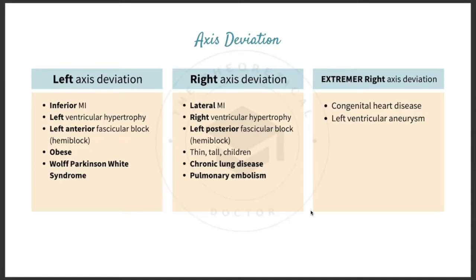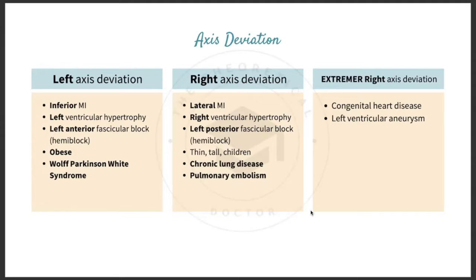So what are the causes? Here are a few causes. So for left axis deviation, it's usually due to an inferior MI, an inferior myocardial infarction, left ventricular hypertrophy, left anterior fascicular block or a hemiblock, an obese person, or Wolff-Parkinson-White syndrome. So in Wolff-Parkinson-White syndrome, you will notice delta wave on the ECG.